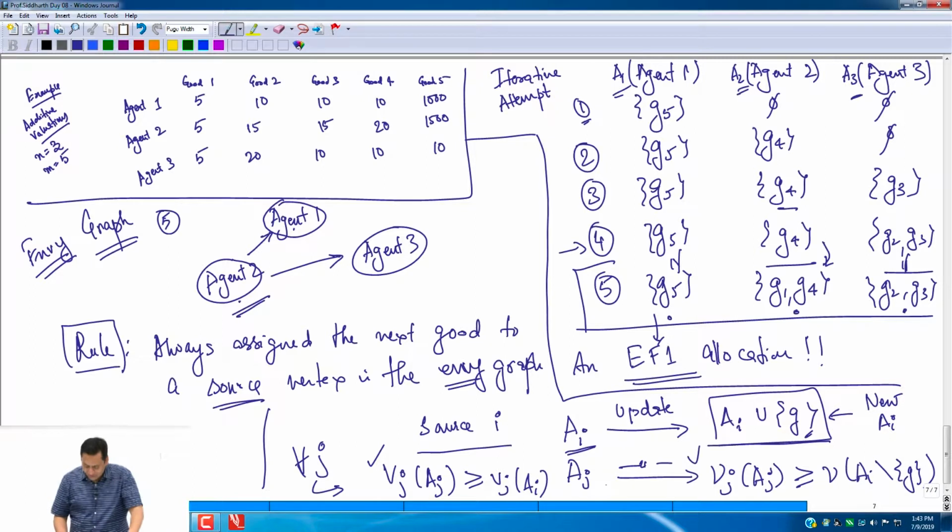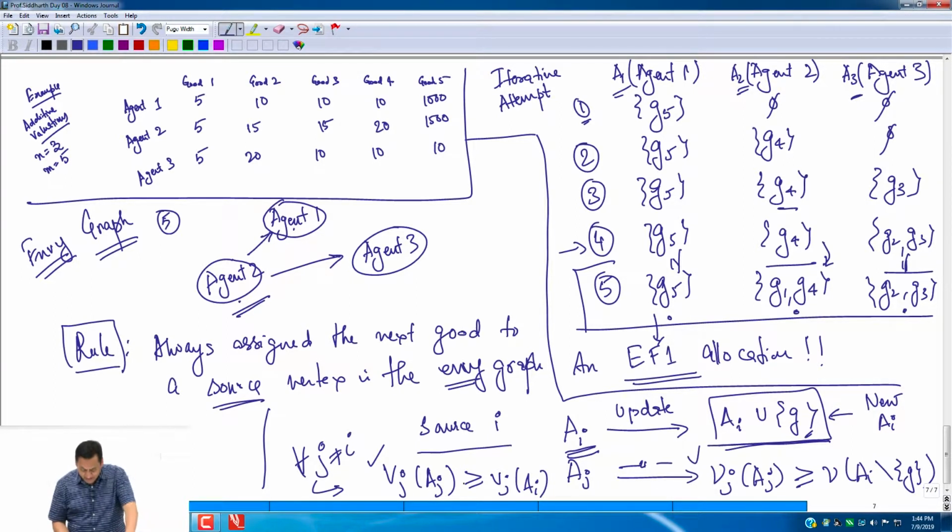So observe that what ended up happening in this iteration, in this stage of the algorithm, was that I's bundle, the subset received by I, which was earlier A_I and now it is A_I union {g}, has this new good. For every other agent J that's not I, the bundle remained as such.